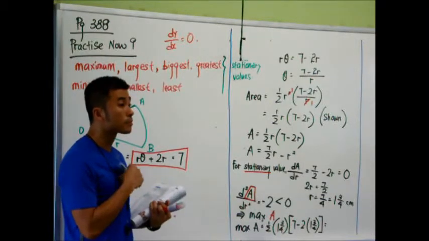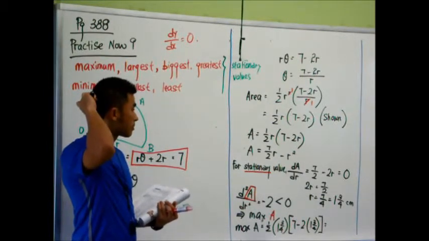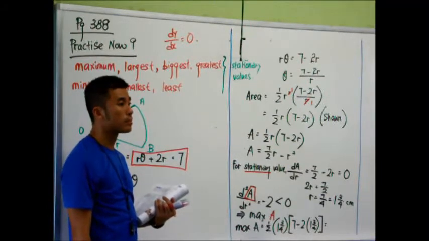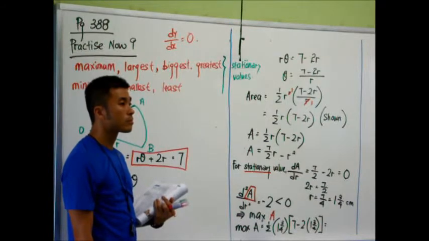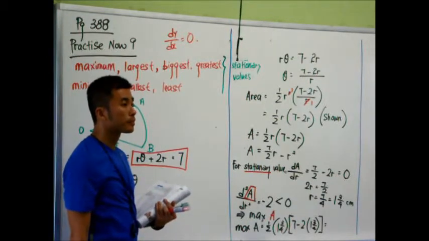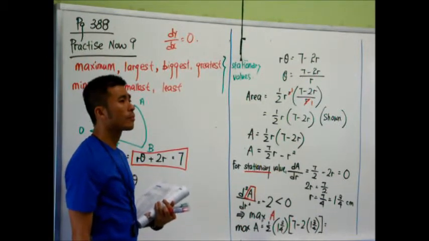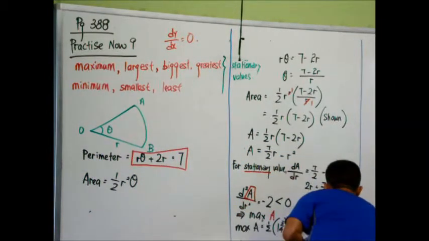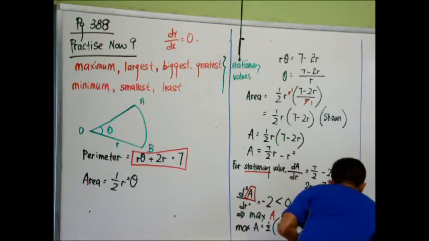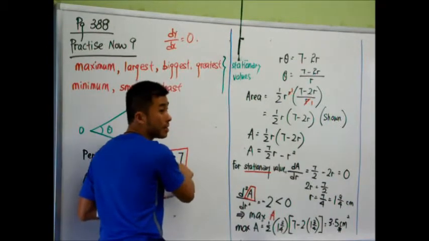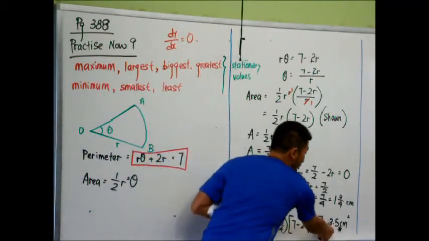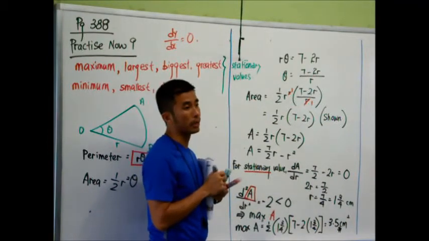Kenny, what's the answer? Three. Okay, it tells you for this particular shape that you are given, if the parameter is going to be 7 cm, the maximum area that you can obtain is 3.5 square centimeter. Okay?